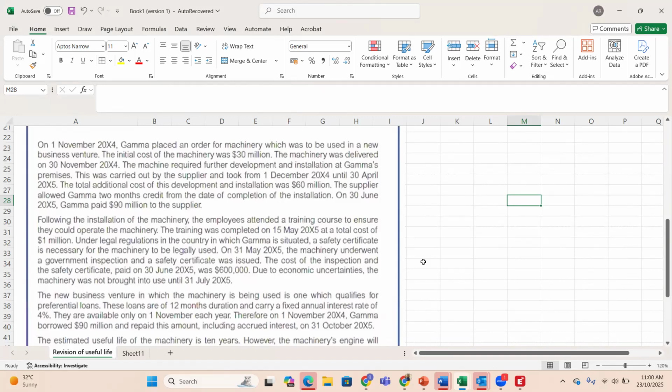The supplier allowed Gamma 2 months credit from the date of completion of the installation. On 30th June 2025, Gamma paid $90 million to the supplier.